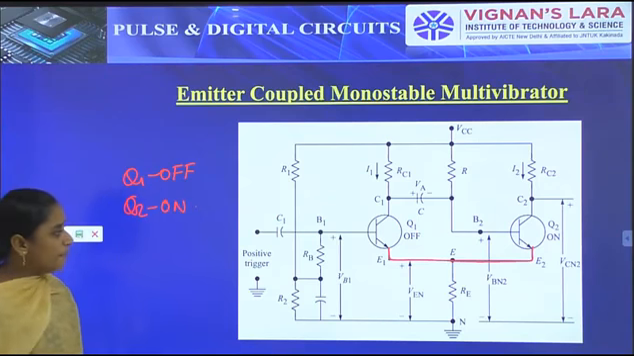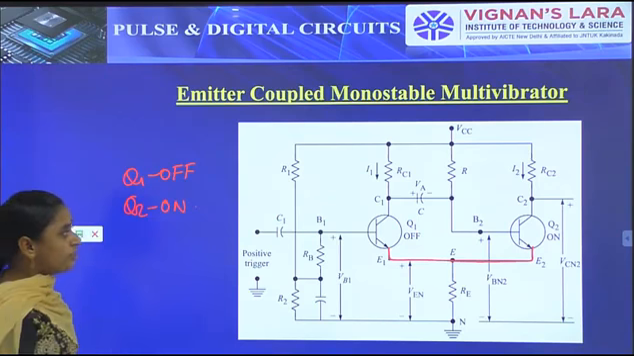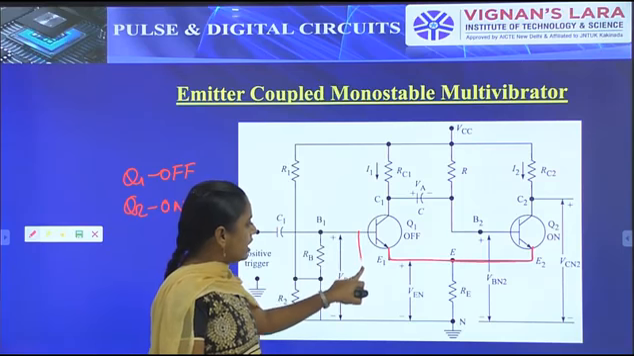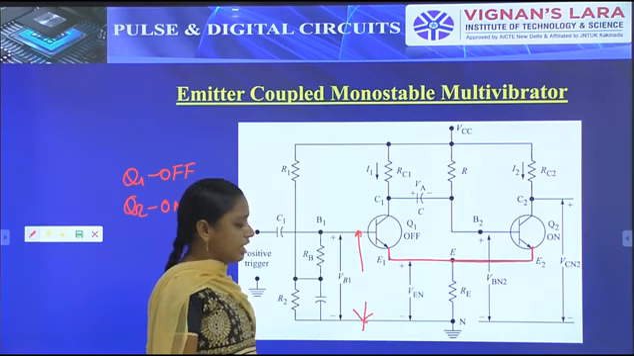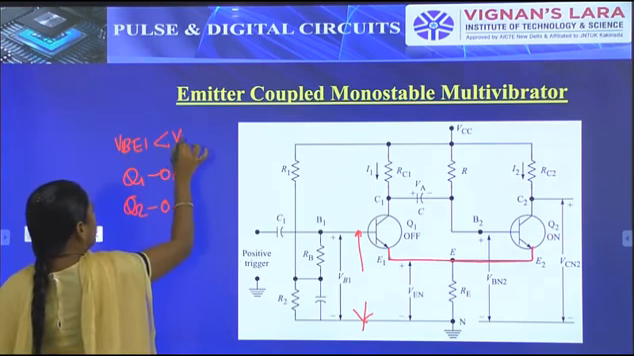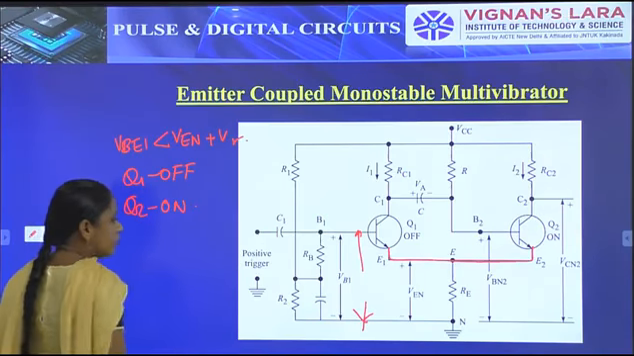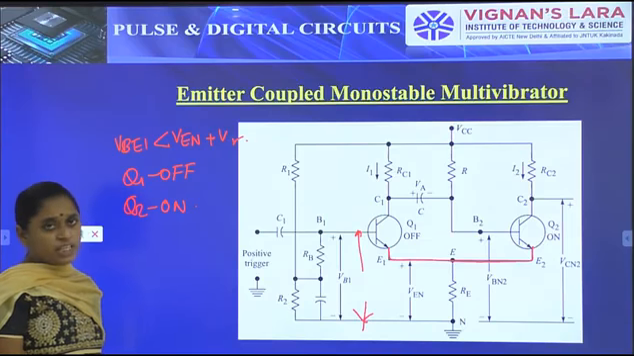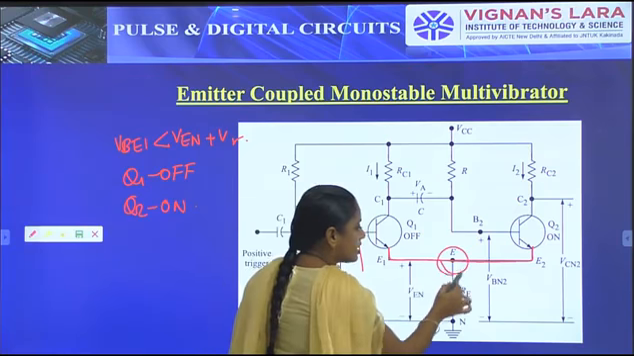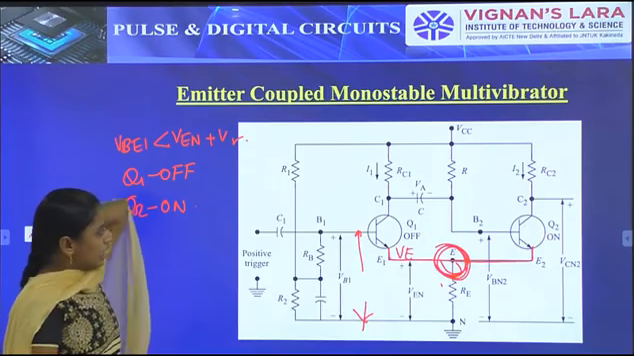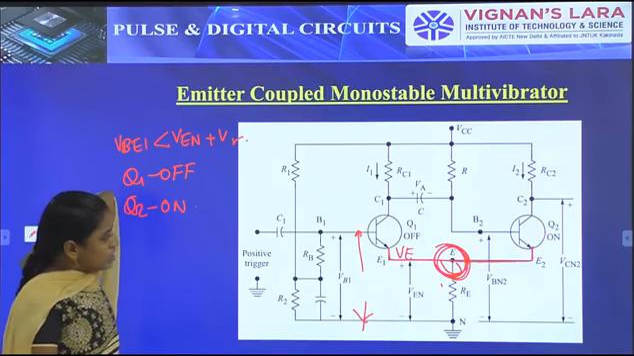In this time, what is the condition? Just check the condition. Obviously the voltage VB1, the base emitter 1 voltage, is less than VE plus V gamma. The V gamma voltage is the cut-in voltage for the transistor, and VE is the emitter voltage. So the input voltage will be less than this value, and obviously transistor Q1 is in the off condition and Q2 is in the on condition.